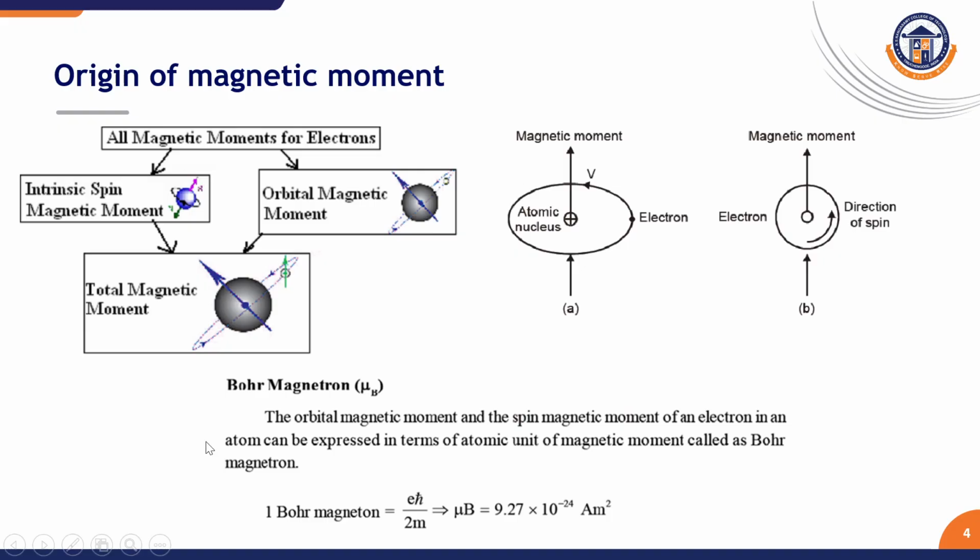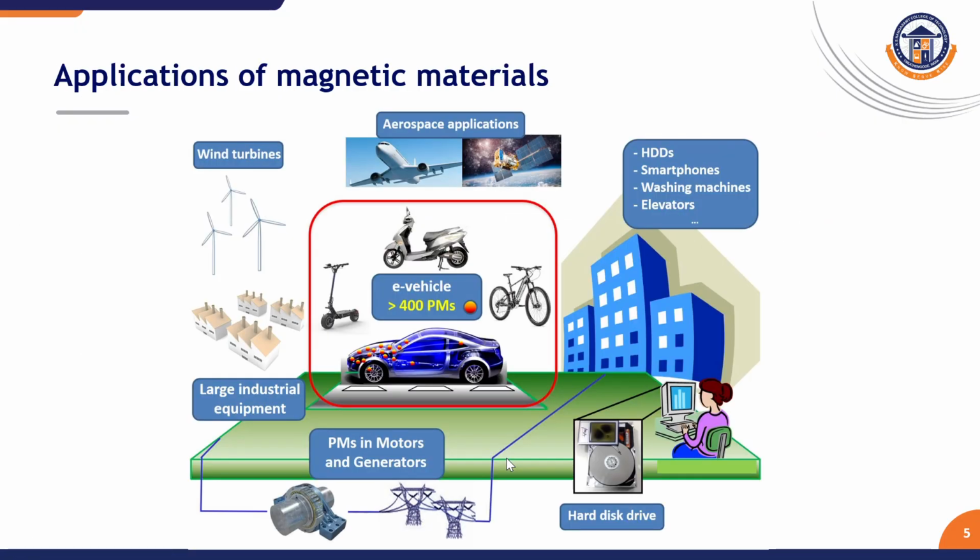The smallest unit of magnetic moment is called the Bohr magneton, which is equal to 9.27 × 10^-24 ampere meter squared. And so, the magnetic behavior of any material ultimately comes from the motion and spin of its electrons. Now let us see the applications of magnetic materials.